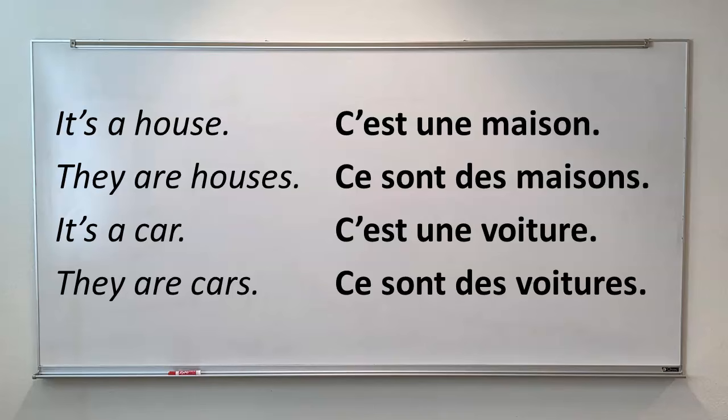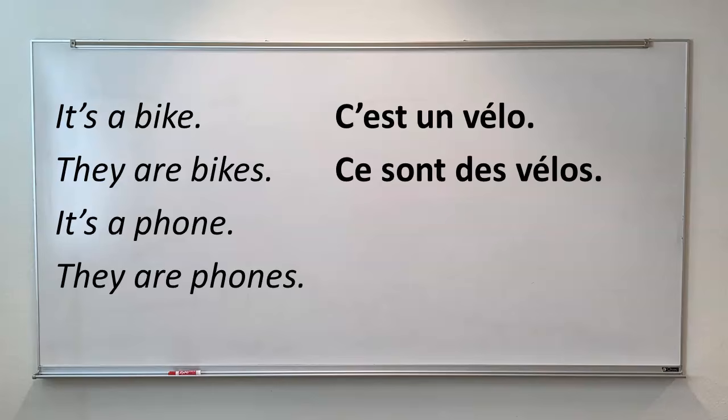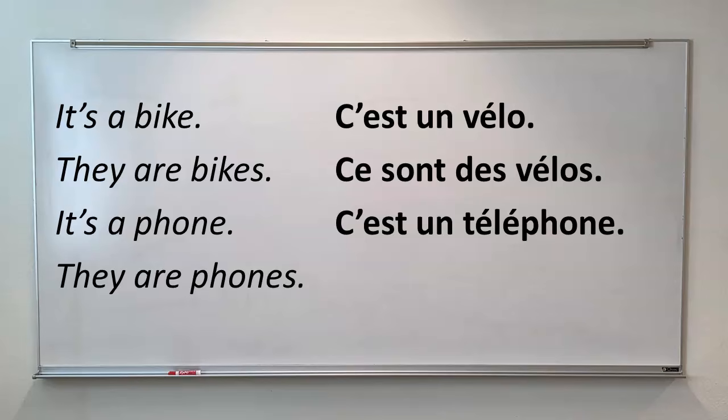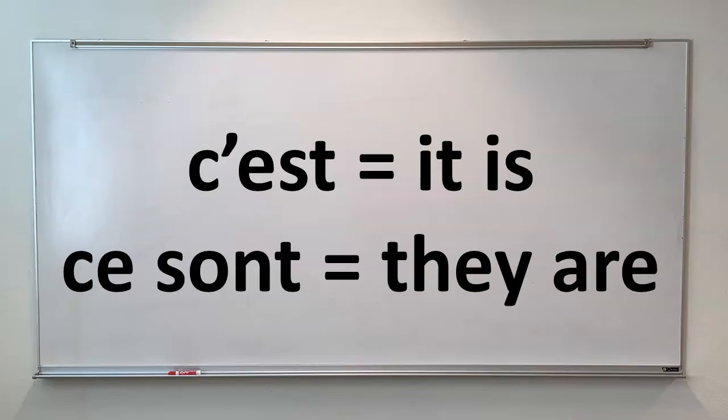They are cars. Ce sont des voitures. It's a bike. C'est un vélo. They are bikes. Ce sont des vélos. It's a phone. C'est un téléphone. They are phones. Ce sont des téléphones. So remember, to identify an object, use c'est to mean it is. Use ce sont to mean they are.